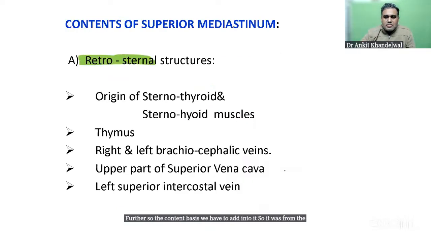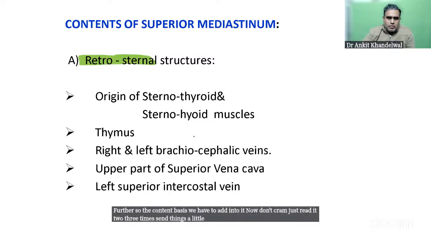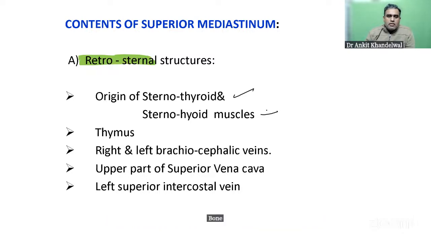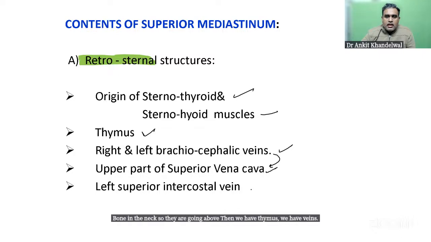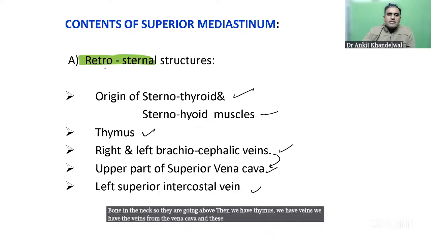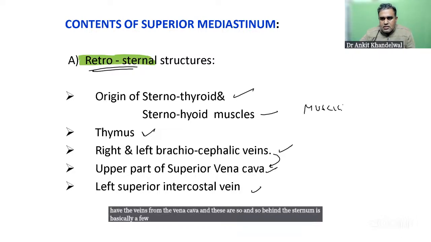So retrosternal structures. Now don't cram, just read it 2-3 times, and things will be very much clear. So we have some muscles, sternothyroid, sternohyoid. They go to the thyroid and the hyoid bone in the neck. So they are going above. Then we have the thymus, we have veins from the vena cava, and these are so behind the sternum, basically a few of the strap muscles. Okay, and mainly there are veins.